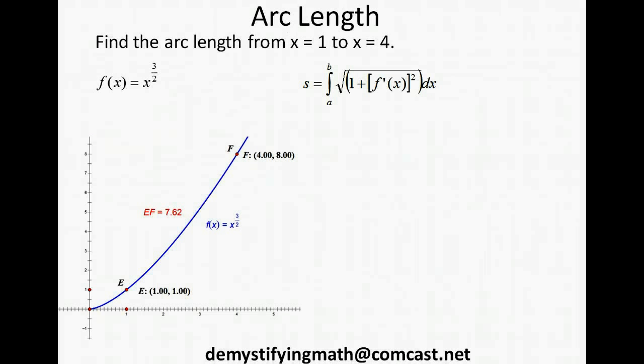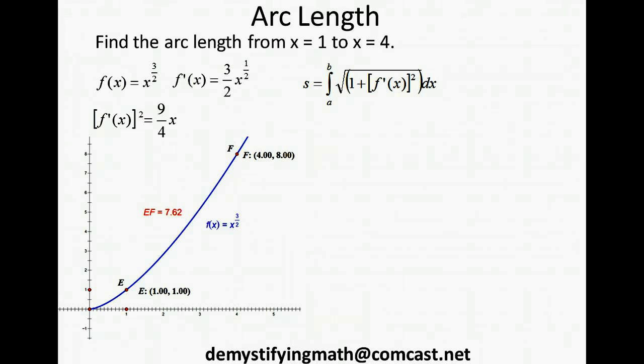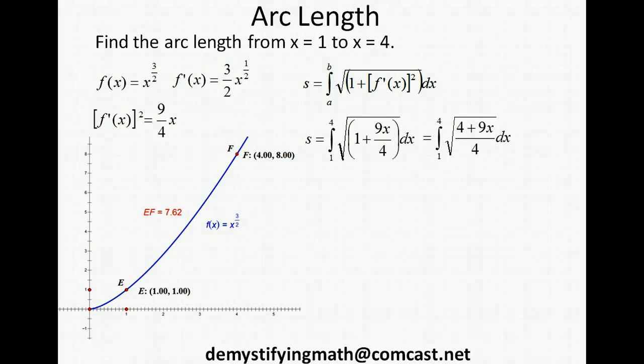Okay, so let's go back to our example of x to the 3/2. What we want to do is first find the derivative of the function. So that's going to give us 3/2 x to the 1/2. And then we're going to square that, so we get 9/4 x. Then plugging into our arc length formula, we have 1 plus 9/4 x. And then we're going to simplify it a little bit. So I multiplied the 1 by 4 over 4 to find a common denominator and added them together.